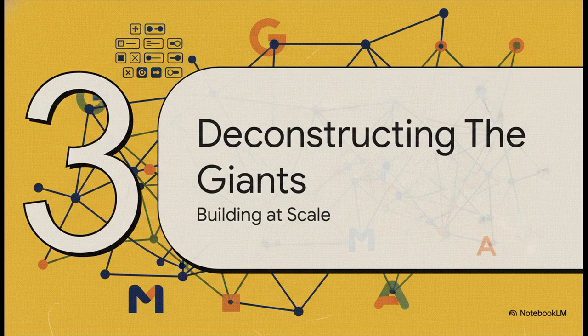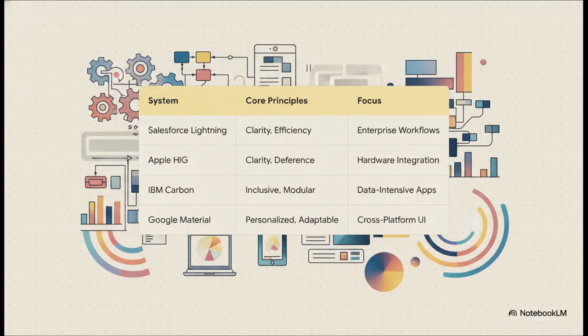So for this next section, let's go behind the scenes and deconstruct how these giants use systematic design to manage their insanely complex products. I love this table because it shows you that there's no one-size-fits-all solution. Every company tailors its design system principles to its specific business goals. Take Salesforce. They're all about efficiency. And it makes perfect sense, right? Their users are in these super complex enterprise workflows all day long.